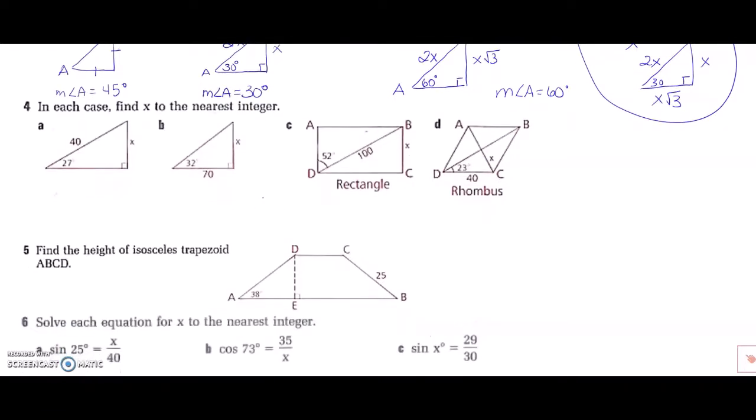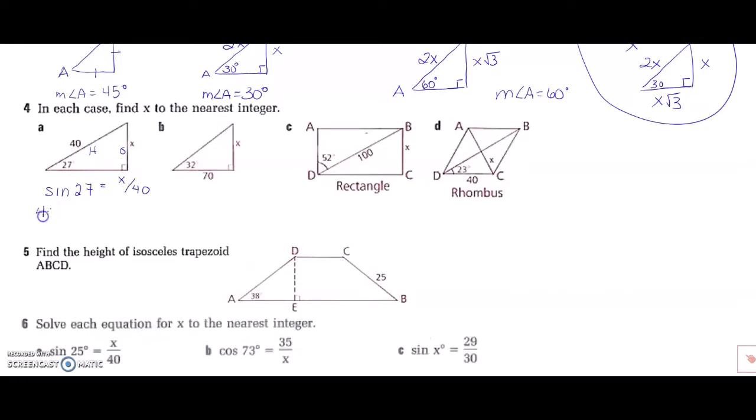In each case, find x to the nearest integer. So, I'm looking at the opposite and the hypotenuse here. That means I need the sine function. Sine of 27 is equal to x over 40. Now, the first thing I want to do is put the equation in calculator ready form, which means I want to solve for the variable. So I multiply both sides by 40. And this is calculator ready form.